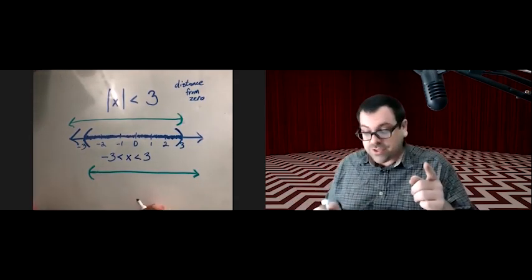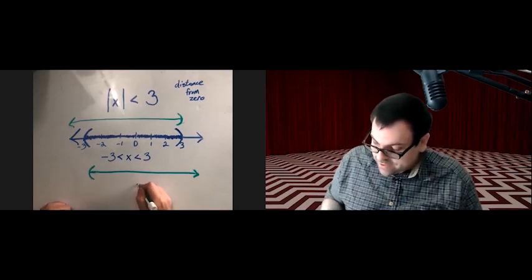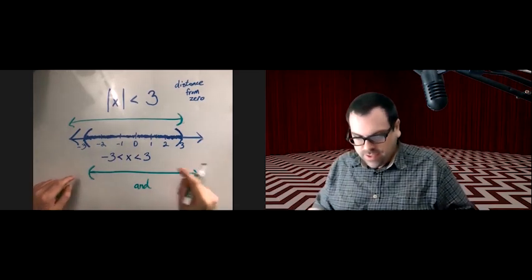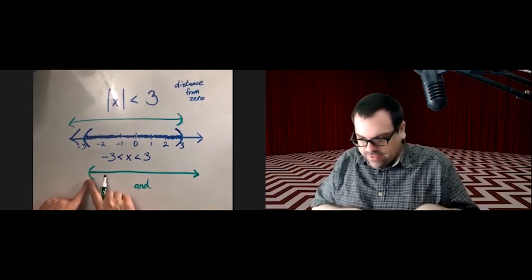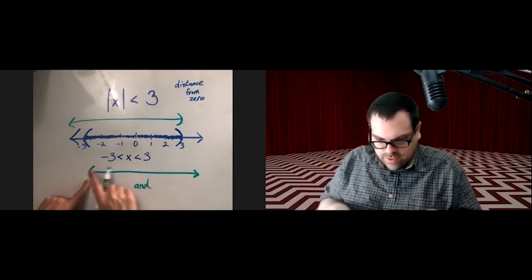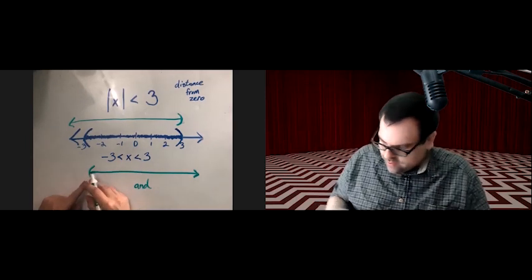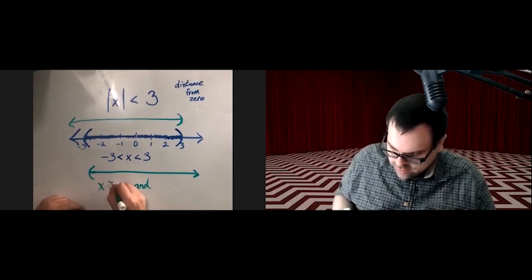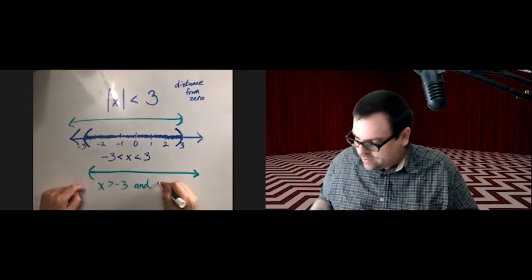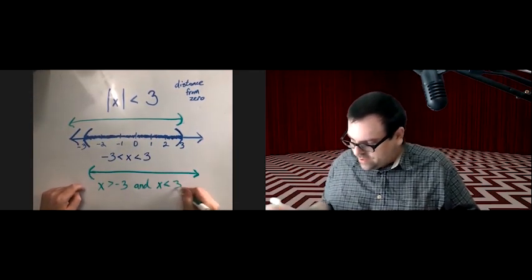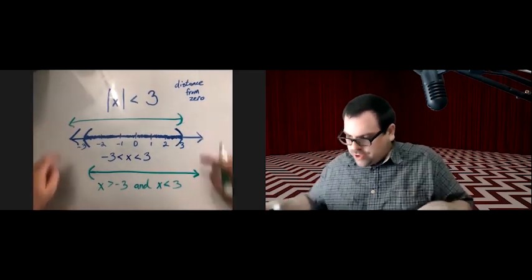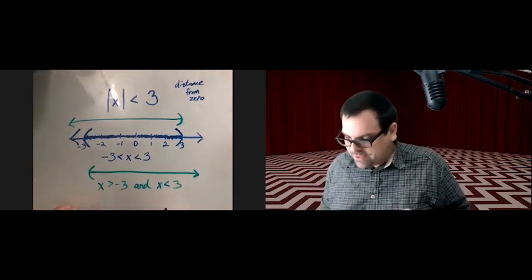Overlap, that's an intersection. That's an and statement. What are these? Well, this is x greater than -3. And this is x less than +3. The intersection of these two lines is how we get this between.